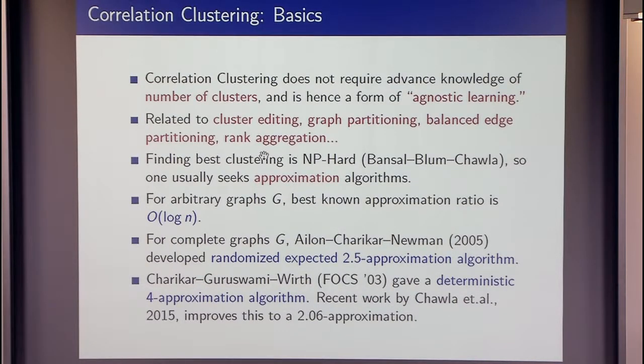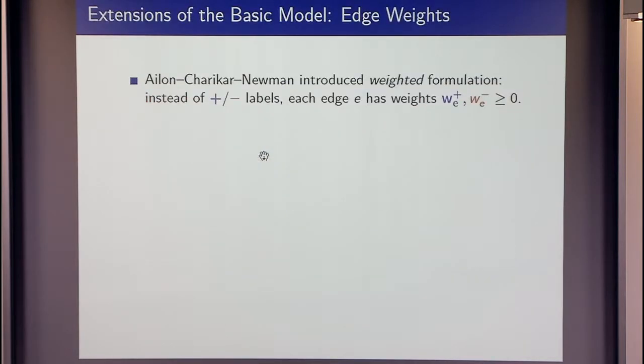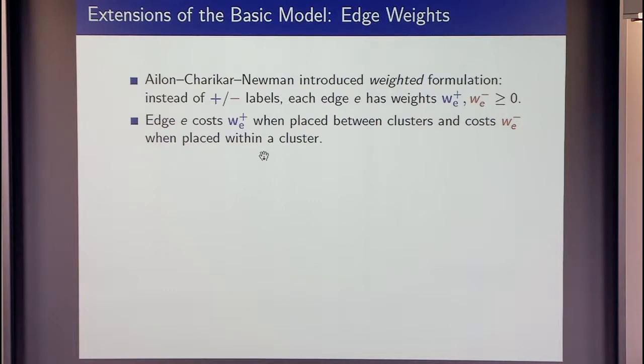There have been some very recent results from this year that improved this constant to 2.6, but that's not going to be that relevant for this presentation. What is even more important and more interesting for our setting is the fact that you don't have to stick to the plain vanilla description of the problem. You can also assume that the edges, rather than having a plus-minus label, also have weights. And the weights are assumed to be non-negative. And you're paying a cost, let's say, denoted by omega e plus, when you place this edge between clusters.